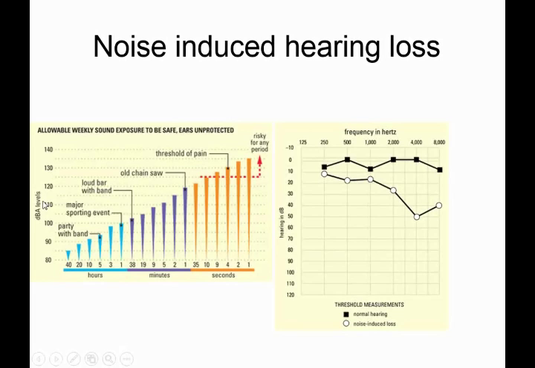Noise-induced hearing loss, there's just one slide here that I want to put up, which is not necessarily from audiology, but you should know about that. That's the allowable weekly sound exposure to be safe with unprotected ears. This is a very curious time interval axis, from 1 second up to 40 hours. And this is dBA, a slightly high-pass filtered frequency range from 80 to 140, so that's really loud. In other words, you can be exposed for 40 hours to 85 decibels.